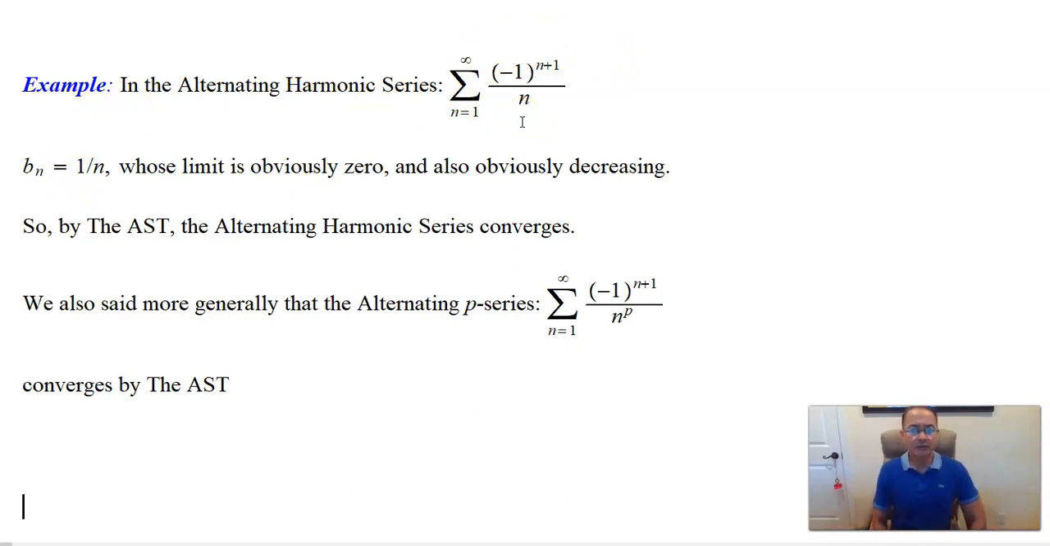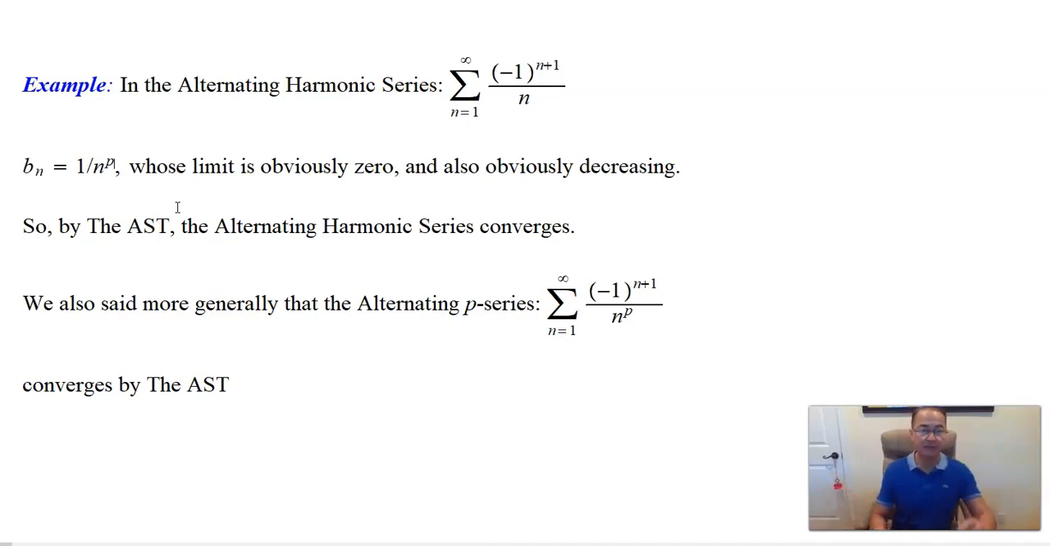Okay, so we also said that it doesn't have to be just minus 1 to the n plus 1 over n. We can put a power over that n. Okay, so it's an alternating p series. And does it matter if it's 1 over n or 1 over n to the p? Yeah, if p is positive, that will still go to 0, and it's still decreasing. As n increases, n to the p increases, and 1 over n to the p decreases. Okay, so therefore, the alternating p series also converge according to the AST.